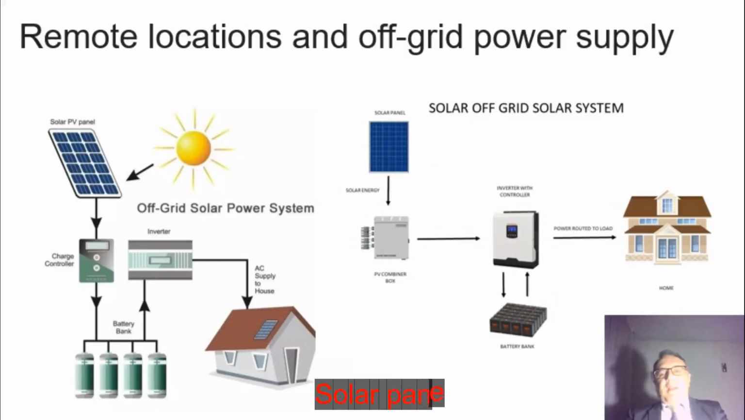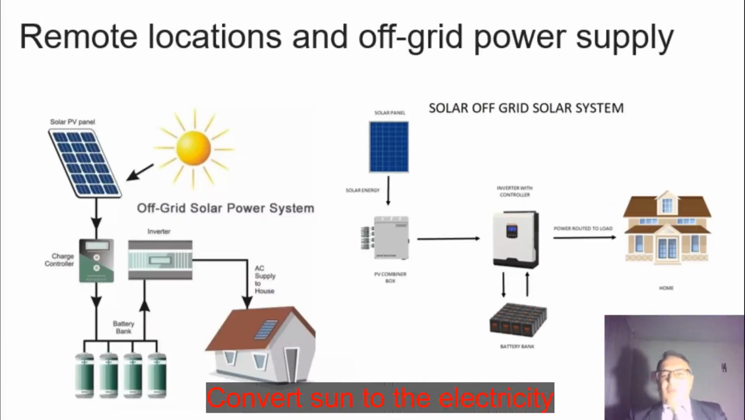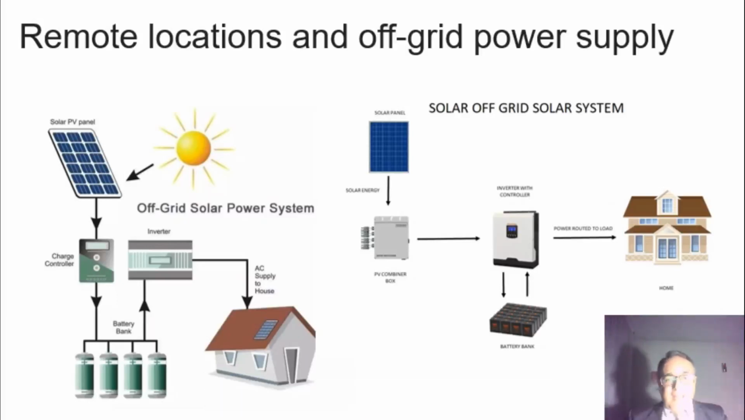As in the previous slide, I was talking about the solar panel. Here I am going to talk about remote locations and off-grid power supply. This is very easy and really straightforward. We have the sun and convert it to electricity. There is no need for a big wired cable or anything else to transmit it. Nothing, and very easy. We need a roof, a solar panel, and the sun, and the battery to accumulate it.